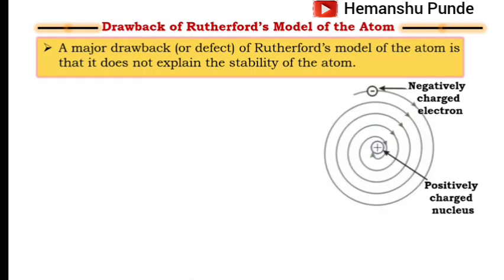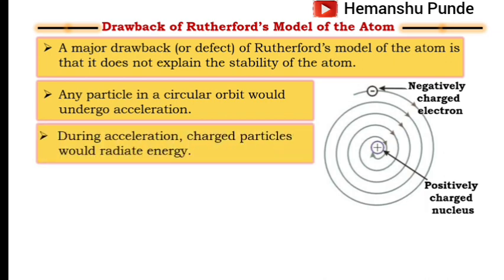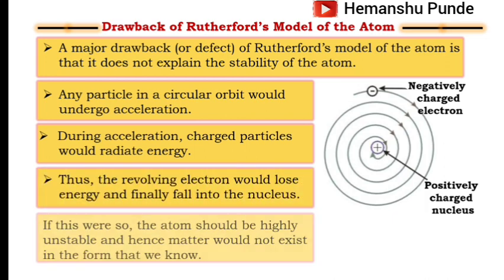Now, what are the drawbacks of Rutherford's model of an atom? A major drawback or defect of Rutherford's model of an atom is that it does not explain the stability of an atom. Any particle in circular orbit would undergo acceleration. During acceleration, charged particles would radiate energy. Thus, the revolving electron would lose energy and finally fall into the nucleus.